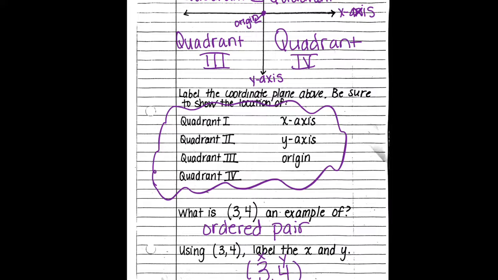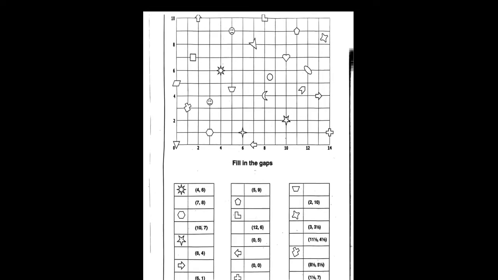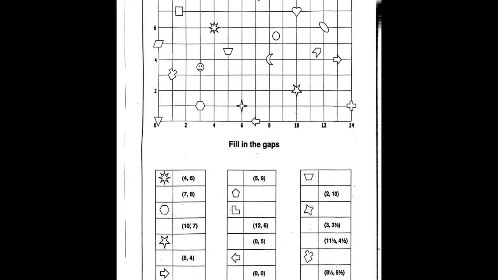All right, so now we're going to move on to this right here. And this is where we are actually going to graph some points with different shapes. I'm not going to do the whole thing with you, but I just kind of want you to get an idea of what we need to do. All right, so let's go ahead.